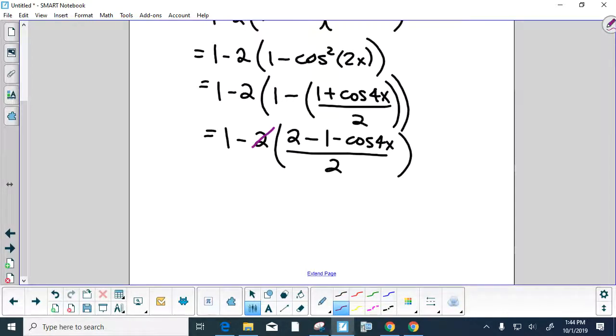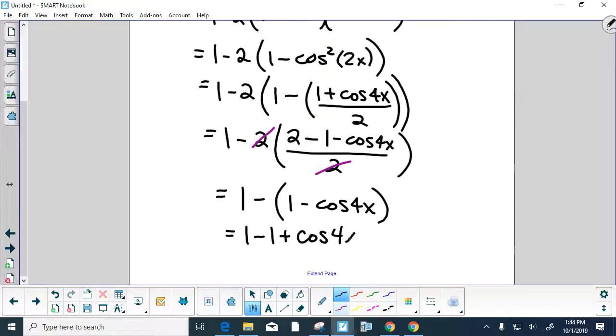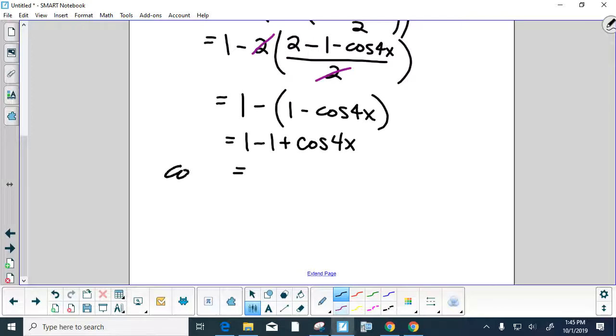And what happens here? That's nice. Do you agree? And then 2 minus 1 is? Not all at once. And then if I distribute this negative, I get 1 minus 1 plus cosine 4x, and I get cosine 4x equals cosine 4x, and I'm very happy about that.